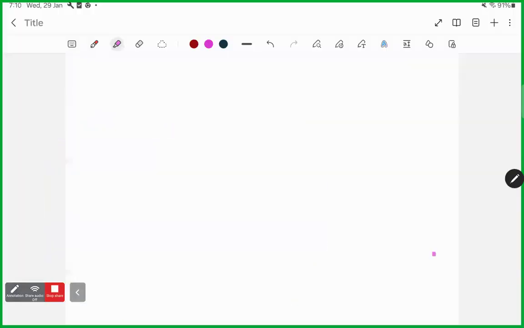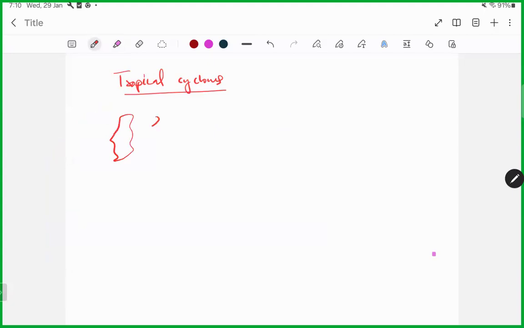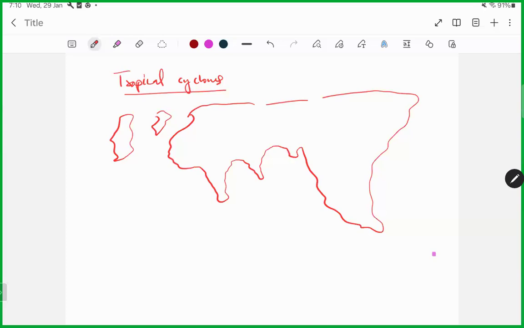All right. So guys, this is the tropical cyclones. This is a class on tropical cyclones. So today we'll discuss tropical cyclones and extratropical cyclones. Okay, tropical cyclones, right? So this is America, the Greenland, then Africa, India, Russia, then the Australia and the South America.